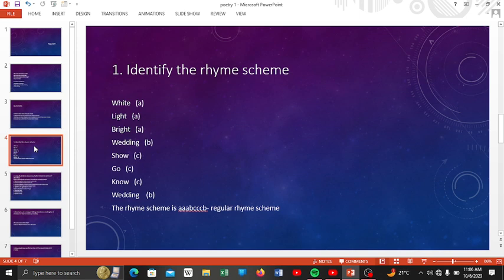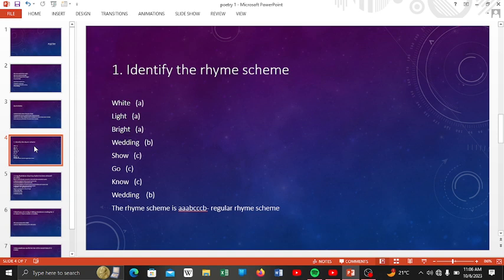So in this poem, when you're reading white, light, and bright, they have the ite sound, hence making all the 3 rhyme, so we'll identify them with the A's. And then when you look at the last line of the first stanza, that is the wedding, it sounds different, and that is why we use B. So when you go to the second stanza, we have show, go, no, and then wedding has been repeated again, so obviously it would take B.